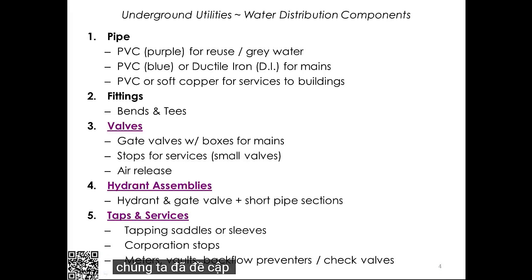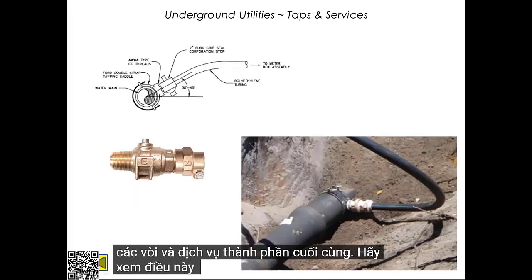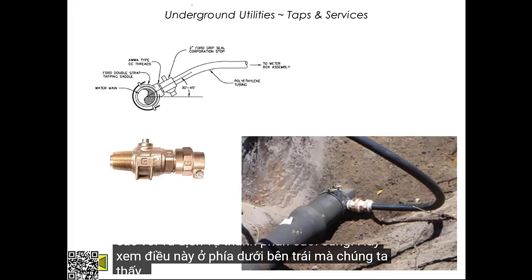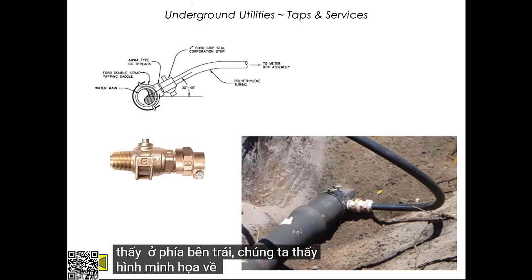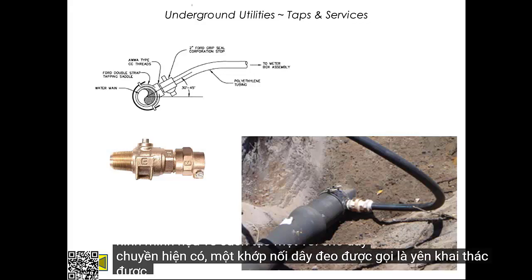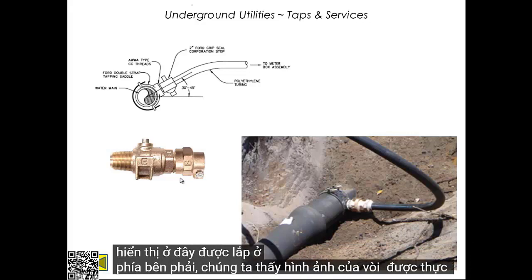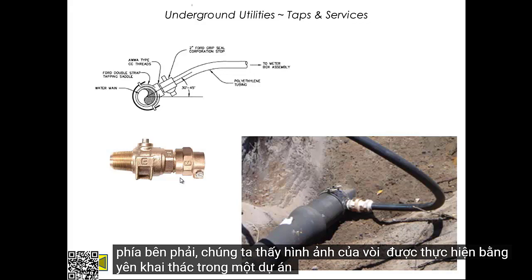We have already mentioned the last component, taps and services. Let's take a look at this. On the lower left side, we see an illustration of how a tap is made to an existing line. A strap fitting called a tapping saddle is clamped over the pipe, and the threaded corporation stop shown here is installed. On the right side, we see a picture of a tap made with the tapping saddle on a Florida project.